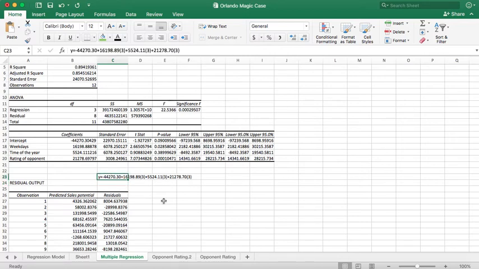You can plug it in another cell, and you can plug it in on your calculator, and it's going to work to predict the future based on the data given, which are the weekdays, the time of the year, and the rating of the opponent. And we can predict sales with these variables. So this is the last part of this project, of this analysis. And pretty much remember guys, you find this information in the multiple regression line model.